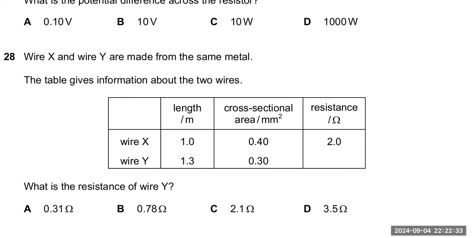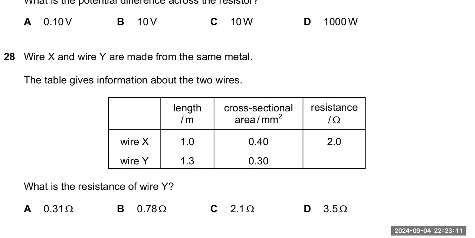First of all, look at this. Wire X and wire Y are made from the same metal. The table gives information about the two wires. The length of wire X is 1 meter, cross sectional area is 0.40 millimeter square, and resistance is 2 ohm. The length of wire Y is 1.3 meter, cross sectional area is 0.30. You have to find the resistance of wire Y.